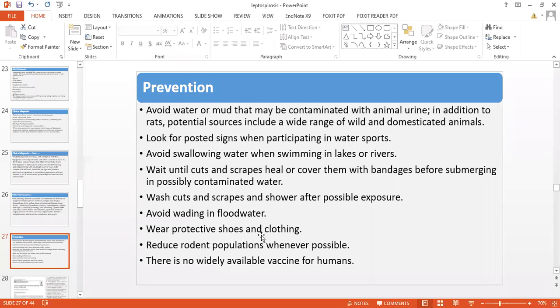Wash cuts and scrapes, and shower after possible exposure. Avoid wading in flood water. Wear protective shoes and clothing. Reduce the rodent population whenever possible. There is no widely available vaccine for this problem.